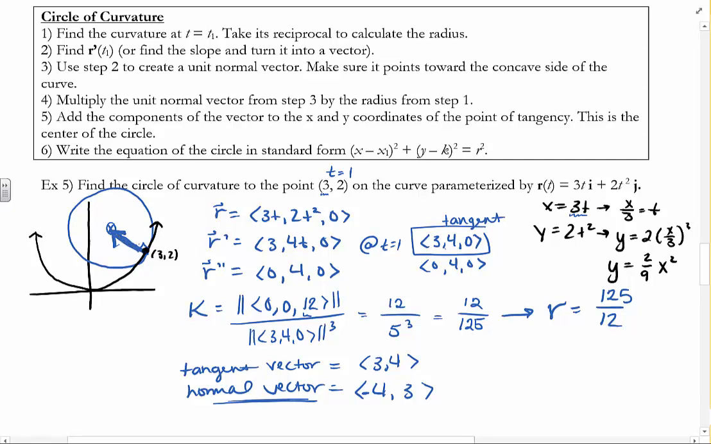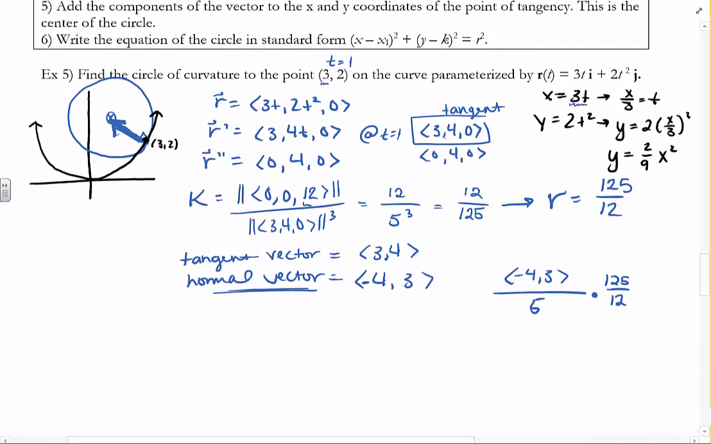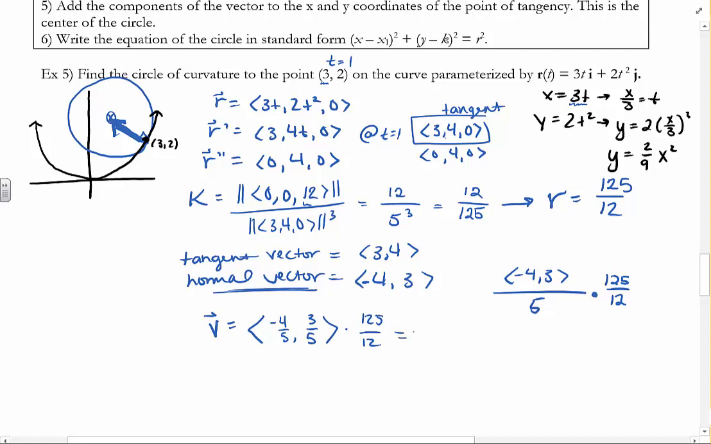Well, if I want to turn a vector into a specific magnitude, the rule is I take the vector, I divide it by its own magnitude, and then I multiply by the magnitude I want it to have. I want the magnitude of this to be equal to the radius, so I'm going to multiply by 125 over 12. So the vector that I need, I'm just going to call it V, is going to be negative 4/5, 3/5 times 125 over 12. So what's that going to be?